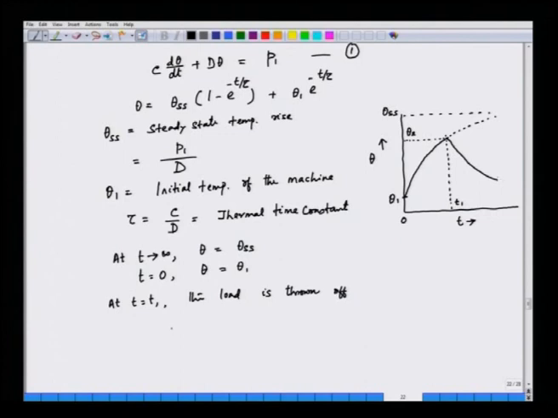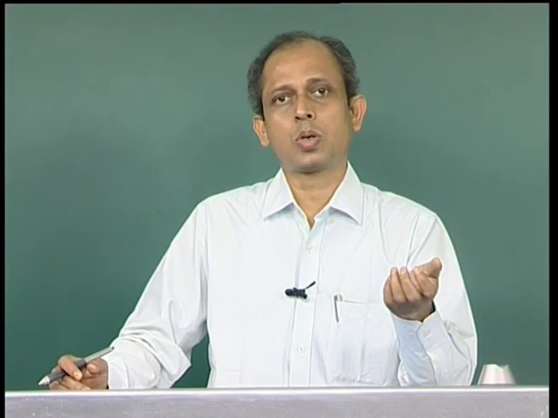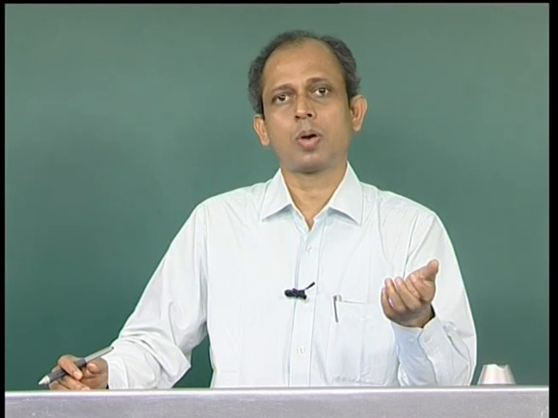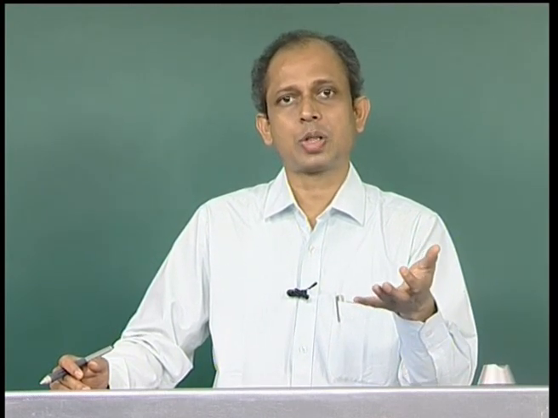Why? Because we have the same equation, C d theta by dt plus D theta, but the losses are changed. Losses have changed from P1 to P1 prime. So, P1 prime is the loss because the load is thrown off, and P1 prime is much less than P1. When the motor is loaded, the loss is quite large, and when the load is switched off, the losses inside this machine reduce drastically. So, P1 prime is the loss when the load from the motor is removed. When the motor is unloaded, the loss is P1 prime.